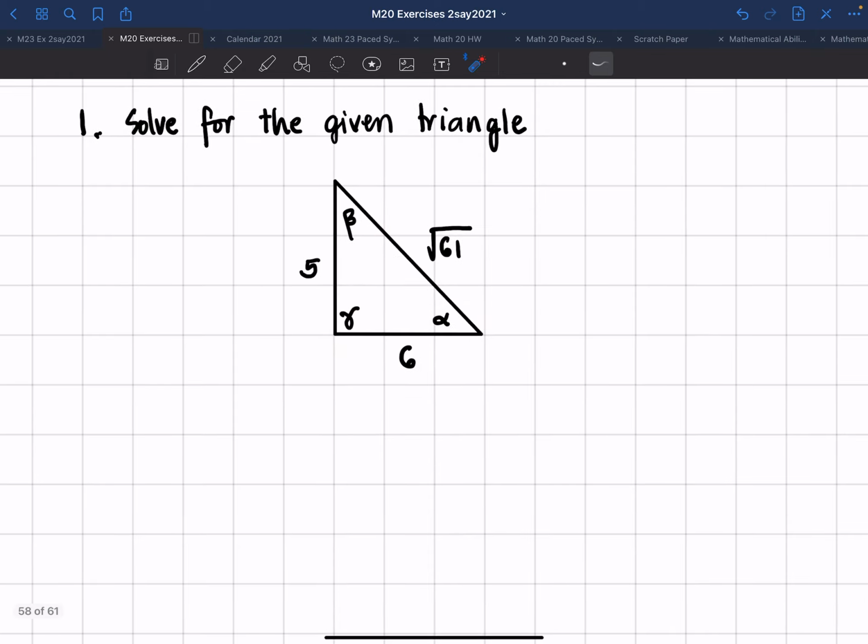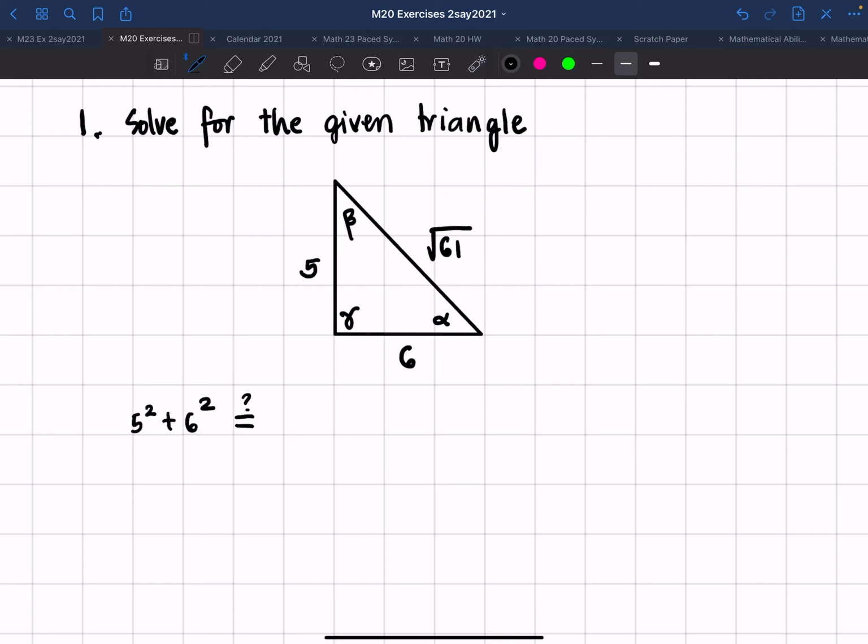It looks like a right triangle, pero kung gusto nyong masabi na right triangle siya, kailangan i-verify nyo. Paano? Dapat yung sum ng squares ng shorter sides equal siya sa square nung longest side. Kapag nangyari yon, meron tayong right triangle. So, is 5 square plus 6 square equal to square root of 61 square? So, is 25 plus 36 equal to 61? And the answer is yes.